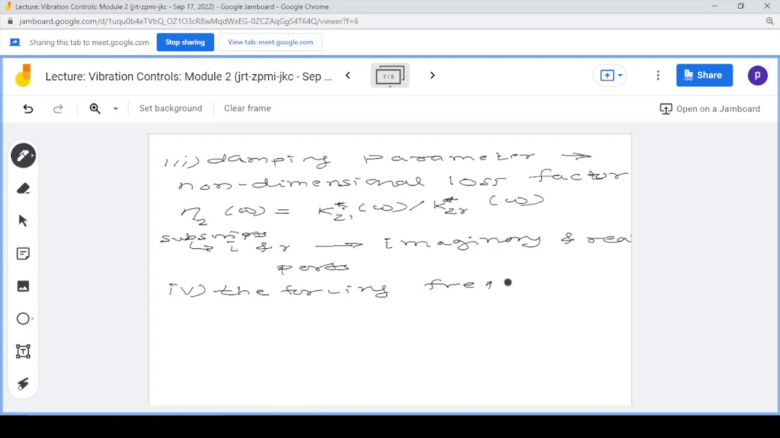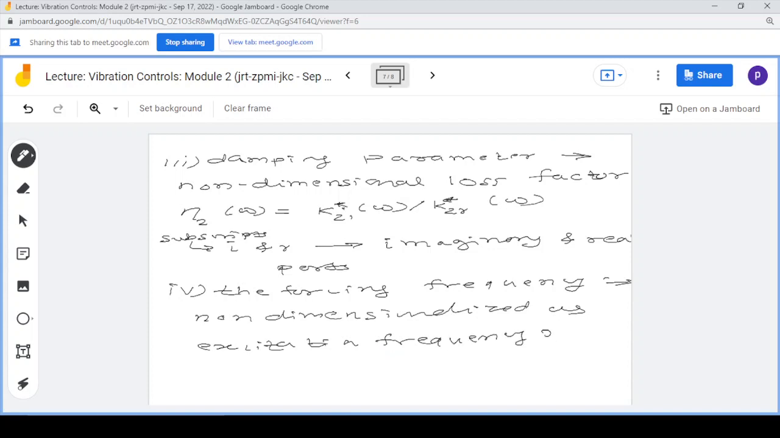Forcing frequency is again expressed as a non-dimensionalized parameter, as the excitation frequency ratio, or we can say that it is the ratio of omega by omega 0, and it is expressed in terms of this omega. Okay. So these are the four different parameters we need to remember.